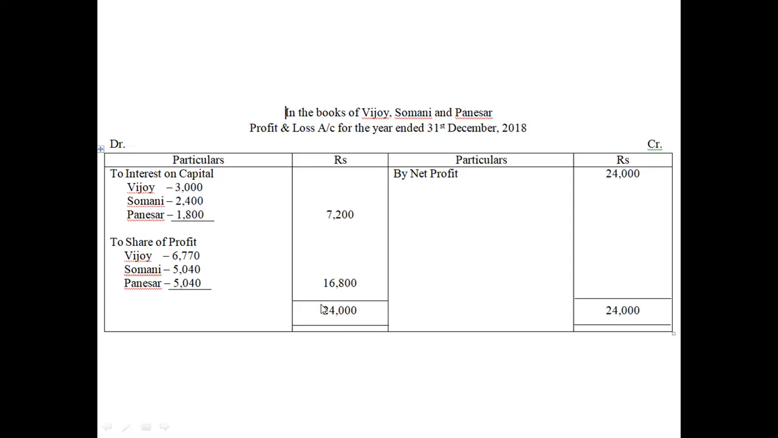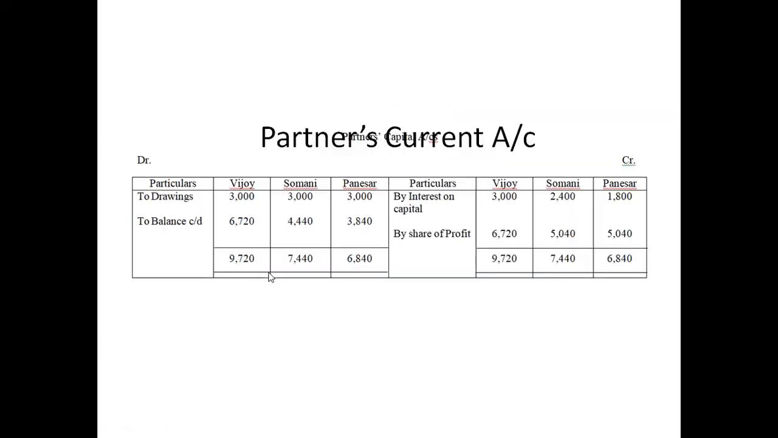And the remaining amount, which is your 16,800, which is your divisible profit, should be shared between the partners in the ratio of 4 is to 3 is to 3. So this is the distribution of the profit, of this divisible profit. After this we close this profit and loss appropriation account and we prepare the partners' current account.